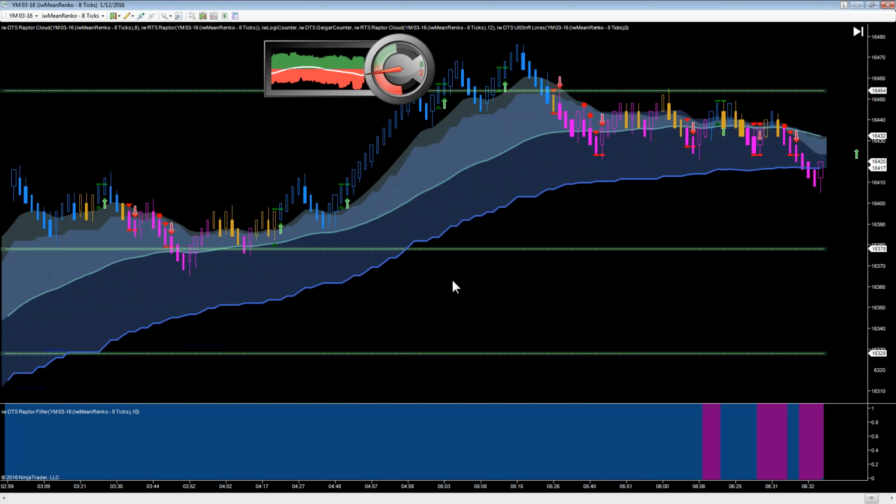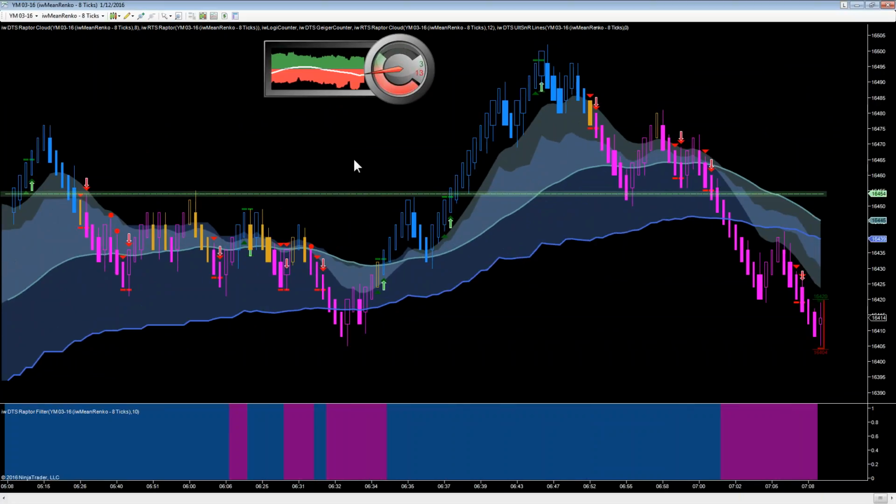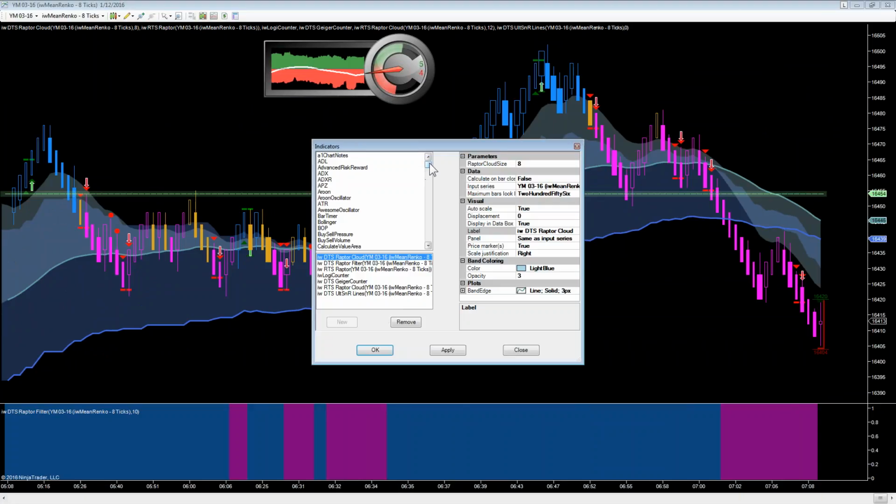Now, to put two Raptor clouds on your Raptor, or even on your Eagle if you choose to do it, it's really quite simple. What you want to do is go to your indicator panel. And then you're going to pull down here to all these IW tools, and you're going to find IW RTS Raptor Cloud. Double click on that, and you're going to find that you end up with two Raptor clouds in your assortment. Now, by default, they're both going to have the same settings.